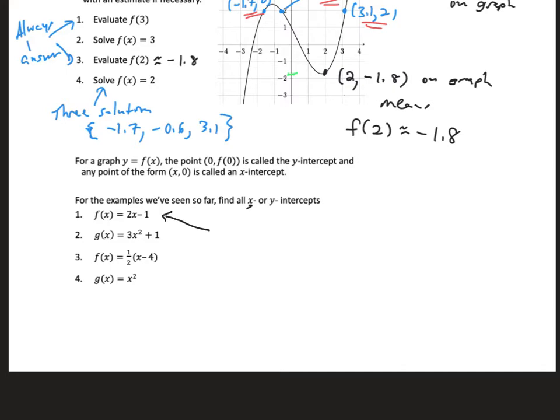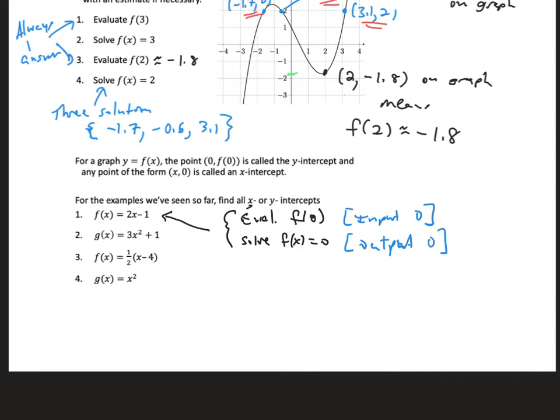So for number 1, we know that what we're trying to identify here are the points on the graph that have one coordinate or the other equal to 0. And so there are 2 questions you could answer. You could ask to evaluate f of 0, and you could ask to solve f of x equals 0. So in the first case, I'm saying that we're going to make the input 0, and in the second case, I'm saying I want the output to be 0. So that's the difference between the 2 kinds of intercepts.